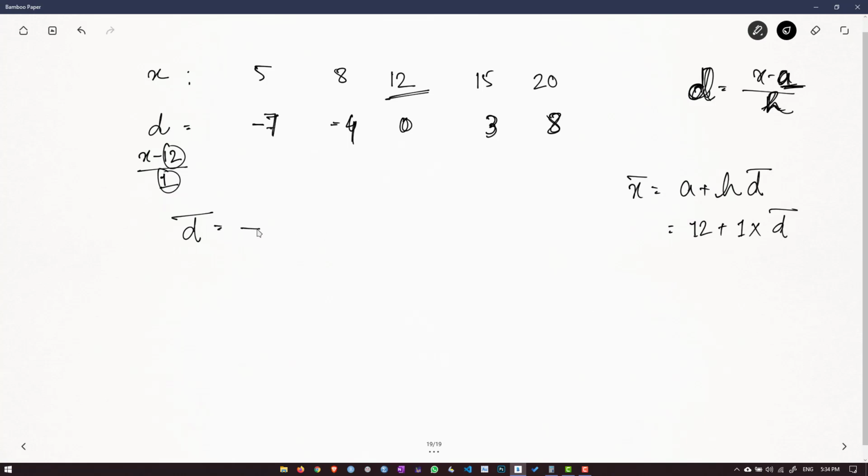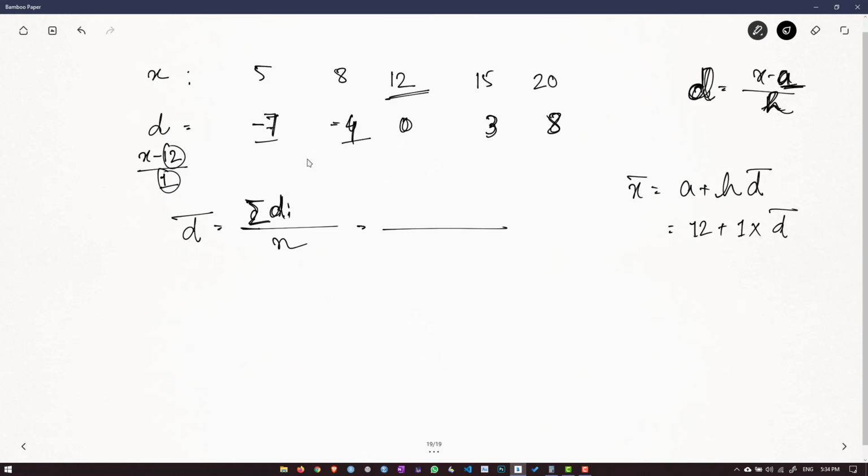Now what is d bar? D bar is nothing but the summation of the different d's divided by the number of items. So this is the basic formula, right? Arithmetic mean: you sum the numbers and divide by the number of items. So for the summation of d, you have to add all of these.